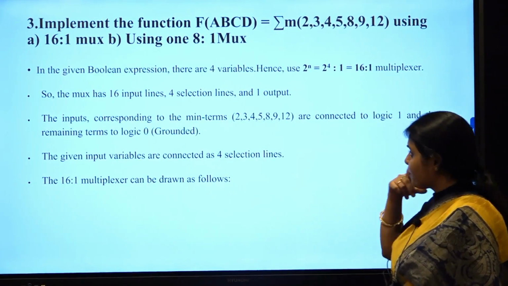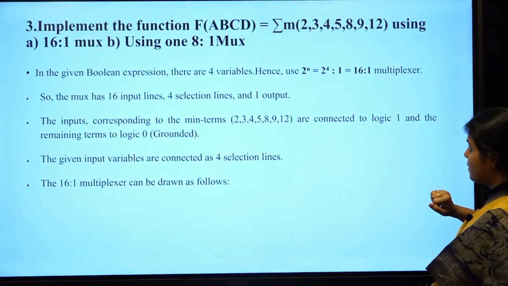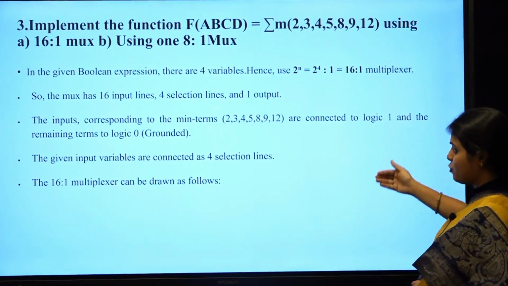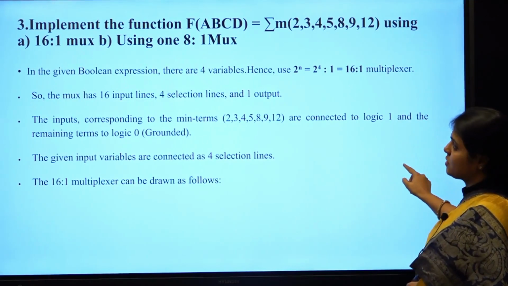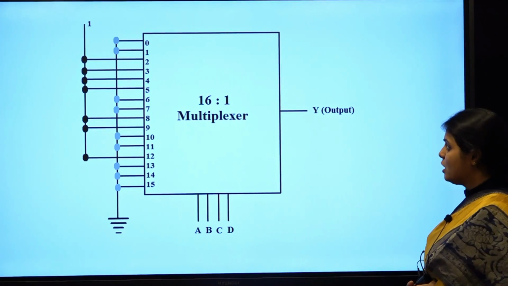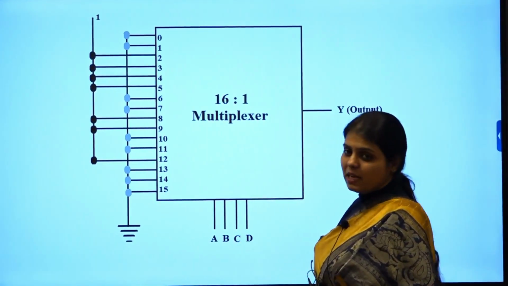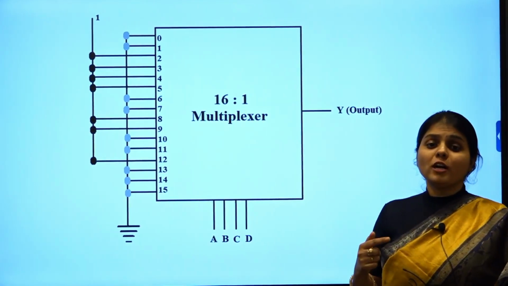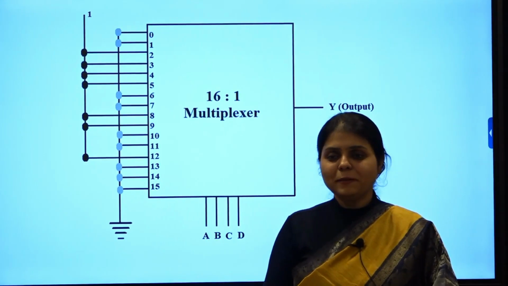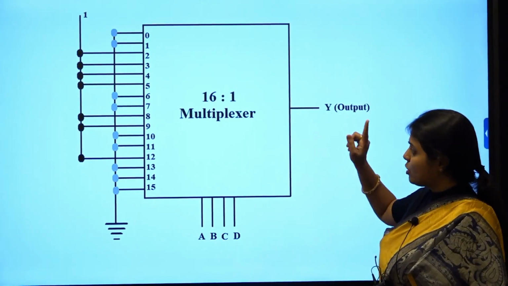These are the possible minterms that are given, for which we have to design the logic circuit. First let us look into how we design using a 16:1 multiplexer. For a 16:1 multiplexer we have 16 inputs and 4 select inputs ABCD. For 2 to the power of n inputs we have n select inputs, right? So 16 inputs, n select inputs and only one output.